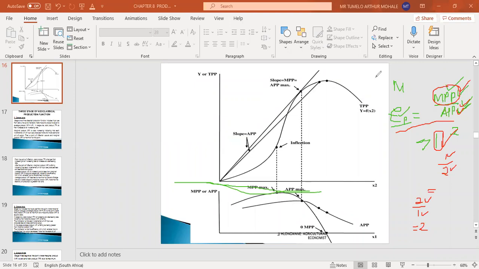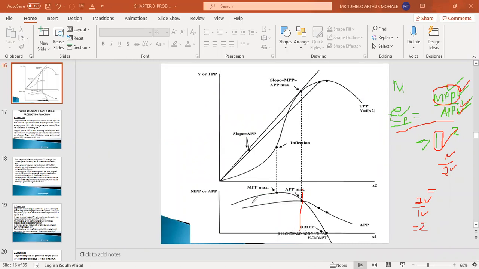So in essence, when they say elasticity of production is greater than 1, they are trying to say the marginal physical product is greater than the average physical product. And that is true because if you check your graphs, you will see that stage 1 ends here. We said it ends at a point where APP reaches its maximum, and it is where the MPP and the APP are equal. Do you agree?